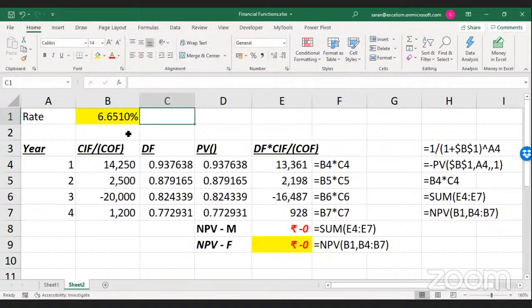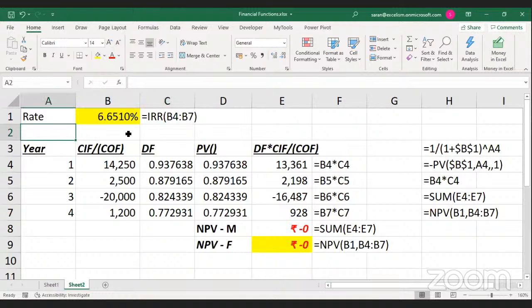Okay, so let me take this as a formula text. If anyone has any question till here, please let me know. Till here everything is fine. But what is the concept of XIRR and XNPV?